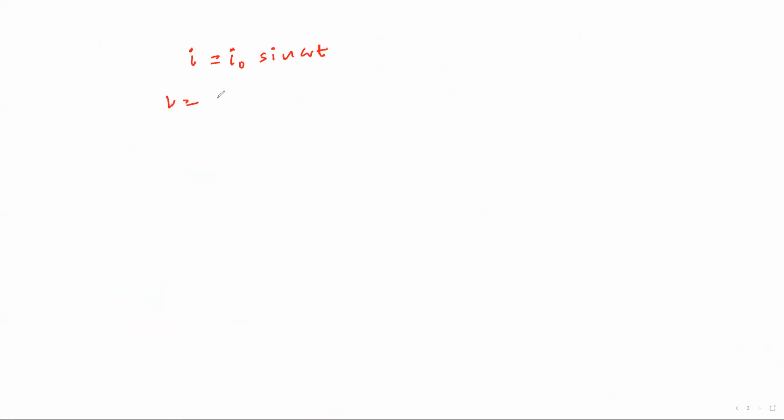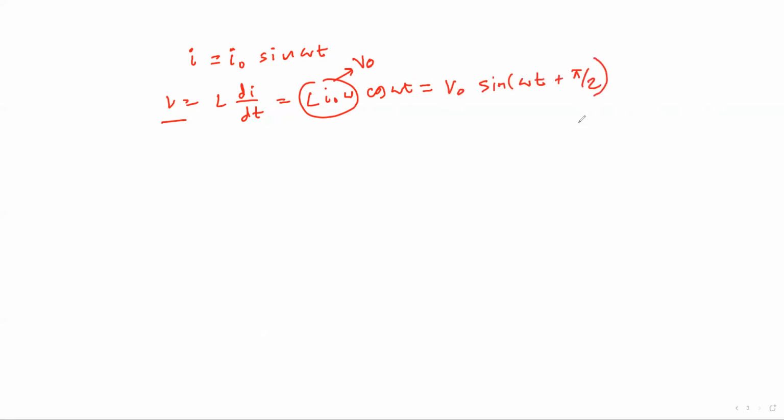Then for an inductor, V is L di by dt, which means L times the derivative of I naught sine omega t. So we get I naught omega cosine omega t. Let's call this just V naught, because why not? It is the amplitude of the voltage, right? So V naught. Now cosine omega t can be written as sine omega t plus pi by 2.